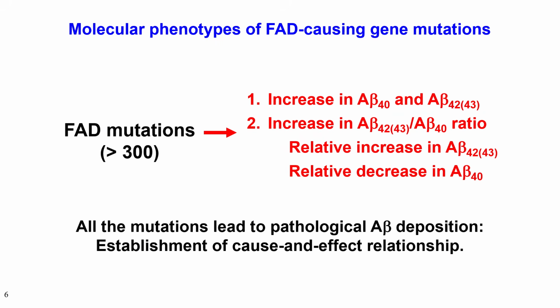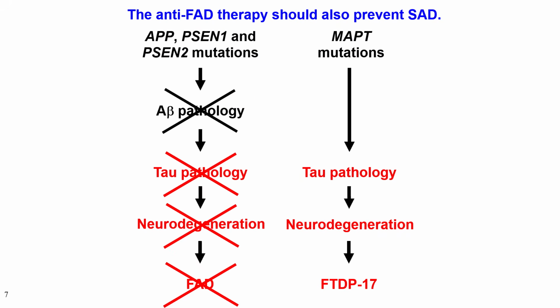A large number of FAD mutations have been identified, and essentially all of them result in pathological A-beta deposition, leading to establishment of cause and effect relationship. While FAD-causing mutations lead to A-beta pathology, tau pathology, and neurodegeneration, MAPT mutations cause tau pathology without A-beta pathology, indicating that both A-beta and tau play essential roles in AD pathogenesis, and that blocking A-beta pathology will halt subsequent changes in AD. We study FAD based on the presumption that the anti-FAD therapy should also prevent SAD.